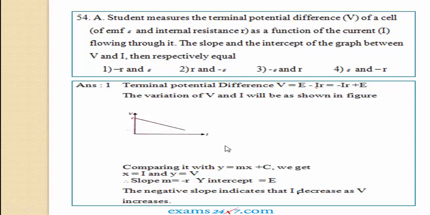If we compare it with y is equal to mx plus c, we get x equal to I and y equal to V. Slope m is equal to minus r. The y intercept is E. The negative slope indicates that V decreases as I increases. The correct option is 1.